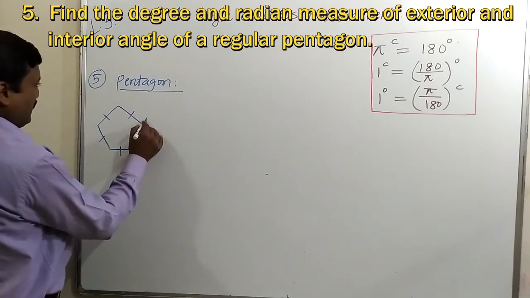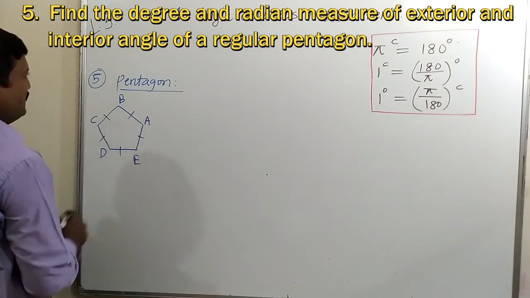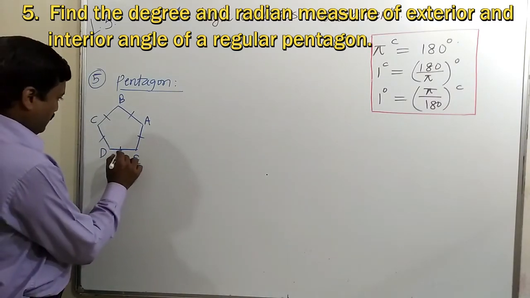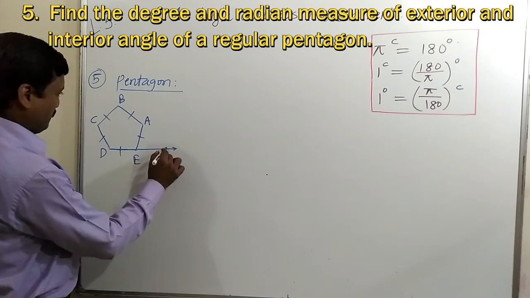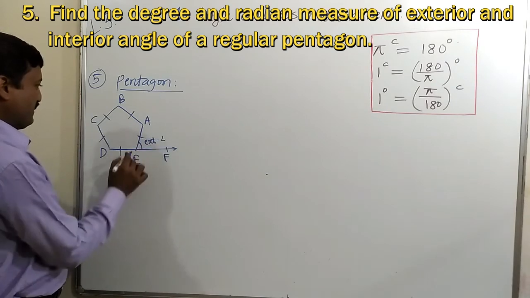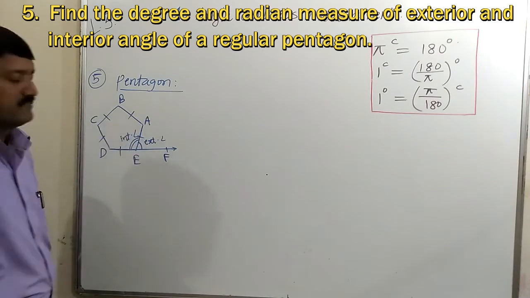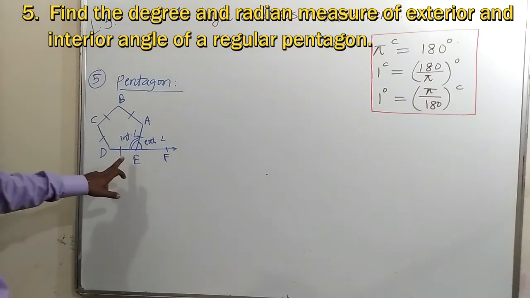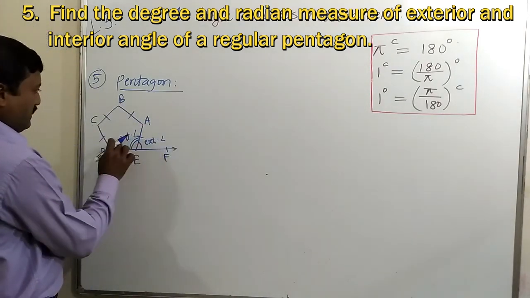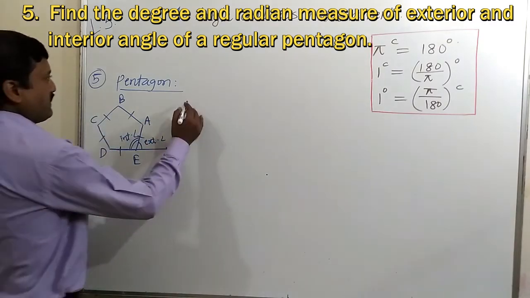So here consider pentagon as A, B, C, D, E. We want to find the measure of interior and exterior angle. Let us take one exterior angle. So this is exterior angle and this one is interior angle. Here we know that this exterior angle and interior angle of any polygon, those two angles are in linear pair.